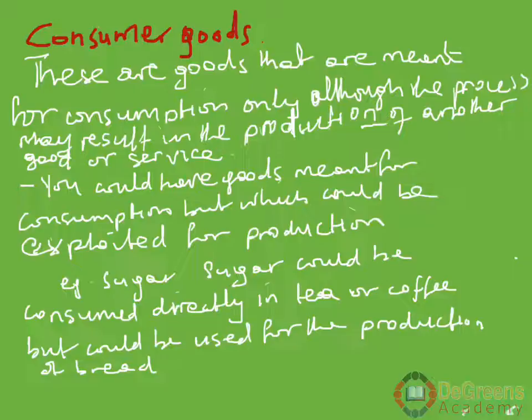Now, if we look at consumer goods, we say they are goods that are meant for consumption only, although the process of consumption may result in the production of another good or service. As we said, in the process of using an electric shaver, the barber is producing a service. So you could have goods meant for consumption, but which could be exploited for production. It is the same thing with sugar, flour, and there are so many of them.